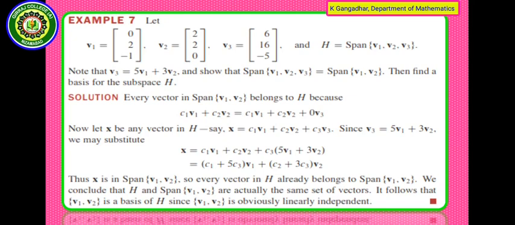So we take X as an element of H, and here we show that X is a linear combination of V1, V2. Therefore the span of V1, V2, V3 equals the span of V1, V2 by using the condition V3 equals 5 V1 plus 3 V2. And here V1, V2 are linearly independent, so these vectors form a basis for the given vector space.